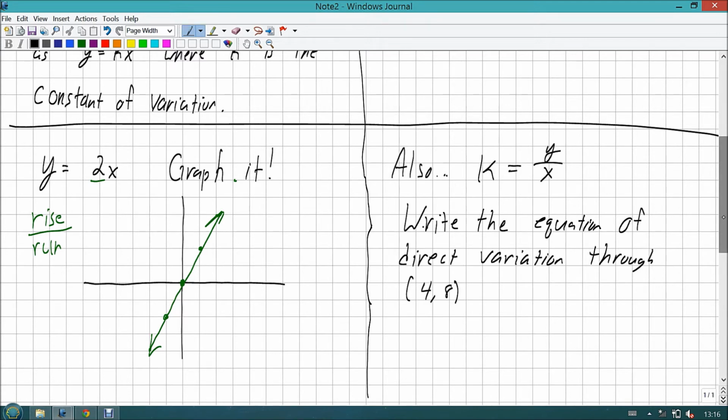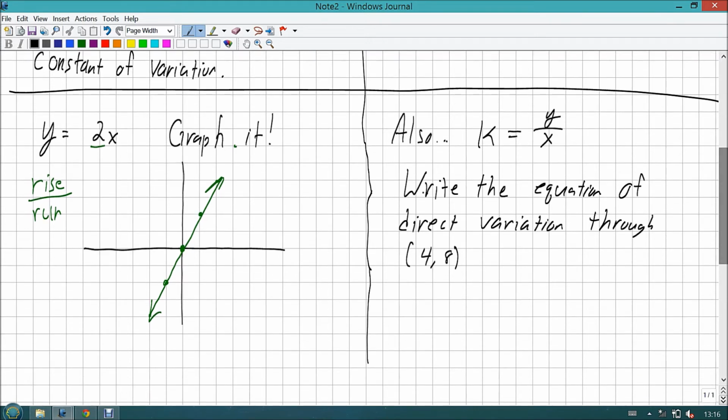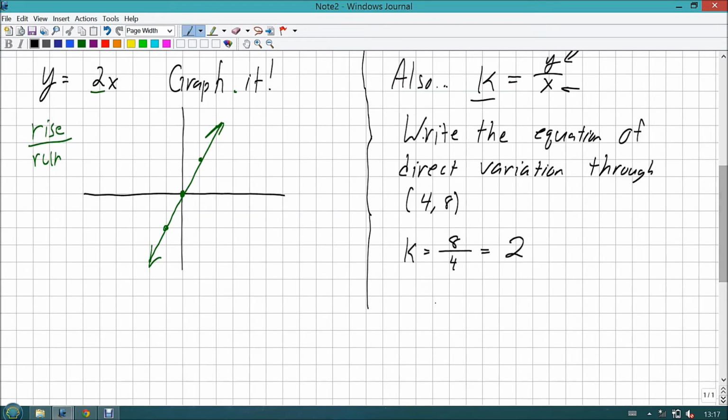Well, to write the equation of direct variation through 4, 8, we need to know our constant of variation. Well, our constant of variation is really easy, y over x. What's our y value? 8. Okay. What's our x value? 4. What's 8 divided by 4? 2. Awesome. So the formula for this direct variation would be y is equal to 2x. Looks familiar? Coincidence?